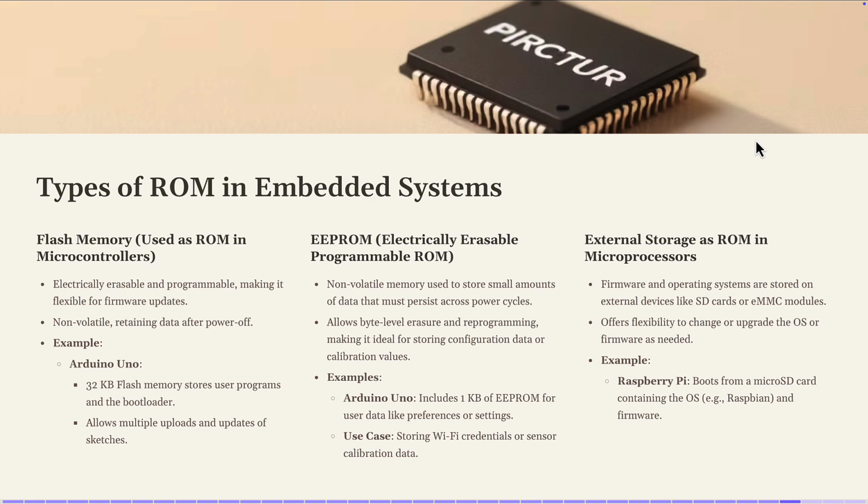And in microprocessors like the Raspberry Pi, we use external storage as a ROM, like a micro SD card or an SSD hard drive. This is from where it will boot. We don't use the small memories, because usually this type of memory is small in size. So we cannot store the Ubuntu or Linux operating system on EEPROM or flash memory. So we store it on external storage, like an SSD hard drive, SD cards, or eMMC modules. They are flexible to change and upgrade the OS and firmware as needed.